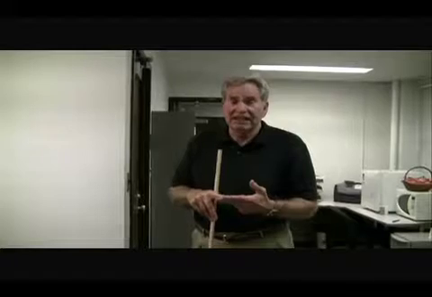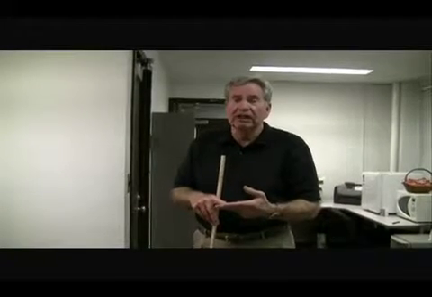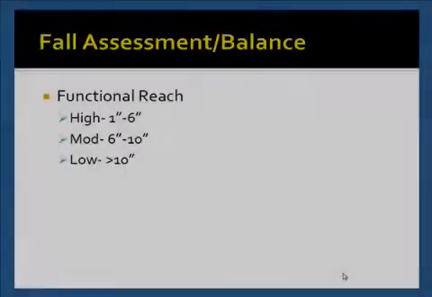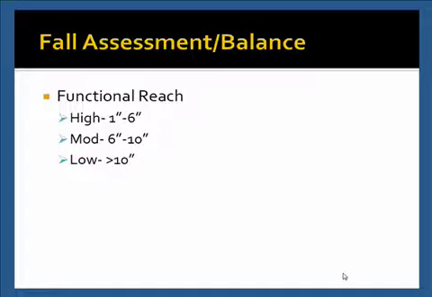They're more at risk of falling if they can only reach 1 to 6 inches. 6 to 10 inches, they have a moderate risk of falling. If they can reach greater than 10 inches, they have a low risk of falling. So these are 5 assessment tools that we can use to assess their balance and see if they are at a high, moderate, or low risk of falling.